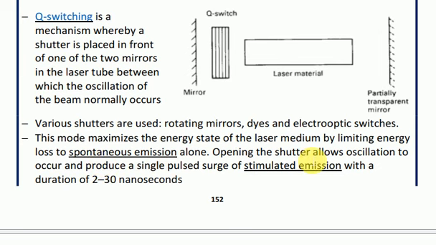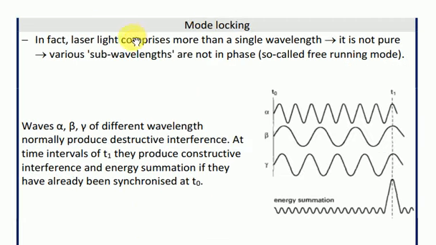Opening the shutter allows oscillation to occur and produces a single pulse surge of stimulated emission with a duration of 2 to 30 nanoseconds. Mode locking. So in fact, laser light in this mode comprises more than a single wavelength. It is not pure.